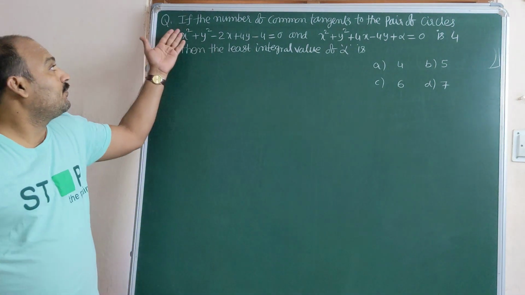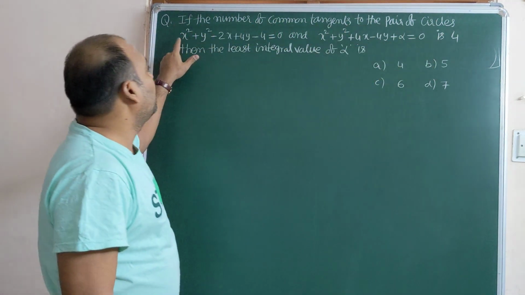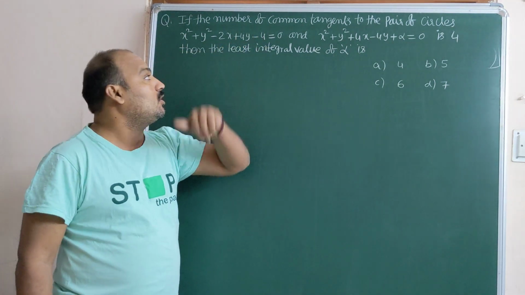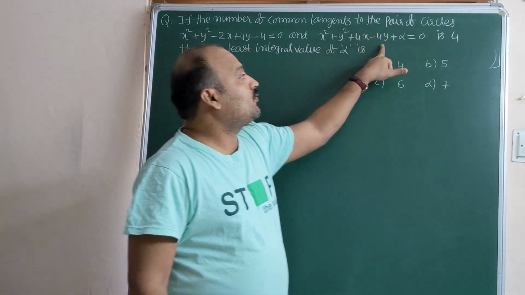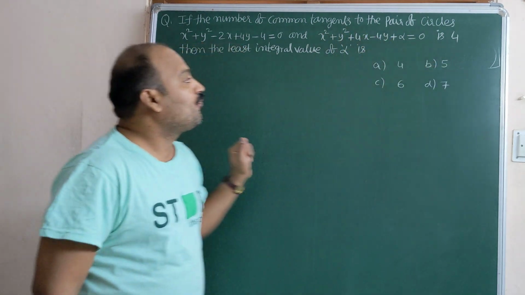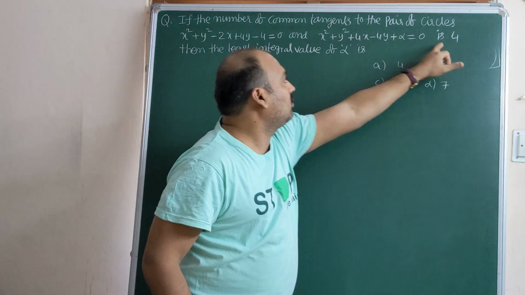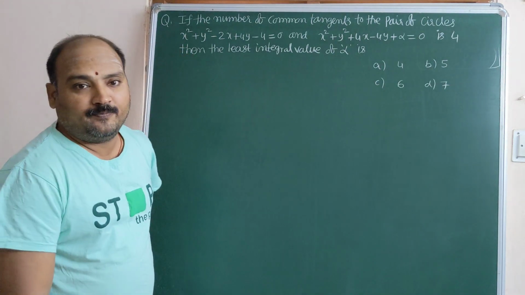The next question. If the number of common tangents to the pair of circles x square plus y square minus 2x plus 4y minus 4 equal to 0 and x square plus y square plus 4x minus 4y plus alpha equal to 0 is equal to 4, the number of common tangents is 4, then the least integral value of alpha.